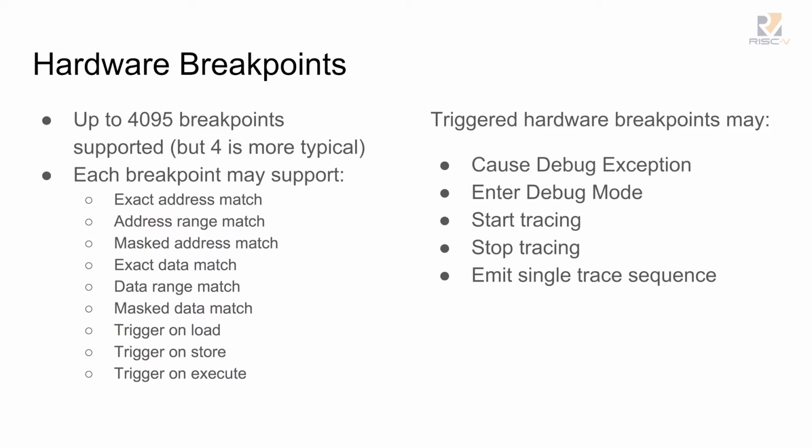Triggered hardware breakpoints can cause a debug exception, just like software breakpoints do now. That means you can use the hardware breakpoint module even when there's no debugger attached, and it can still be useful. Triggering a hardware breakpoint may enter debug mode, which is what we're talking about here. It could also cause tracing to start or tracing to stop, or to emit a single trace sequence just for that one match, which is the kind of thing that you would use if you want to trace memory accesses just to a specific region of memory.